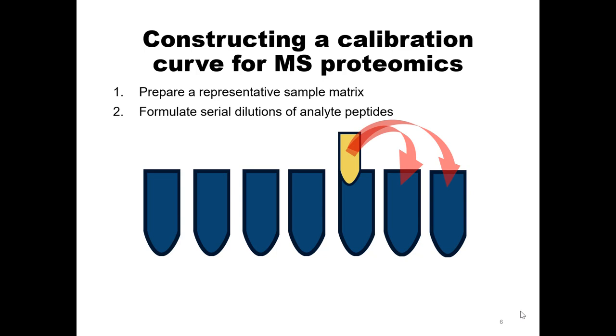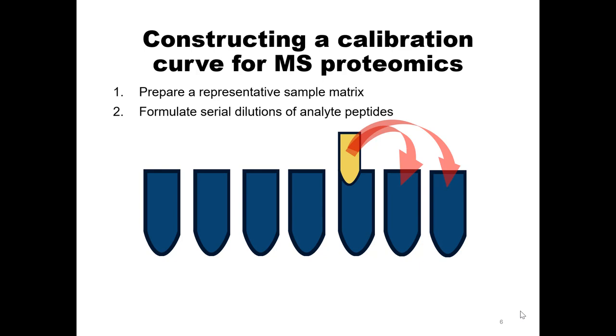So that's enough sample matrix to, in CPTAC guidelines, have at least 6 points in your curve, and having a blank, that's 100% of your sample matrix, and then to be able to formulate some series of dilutions.